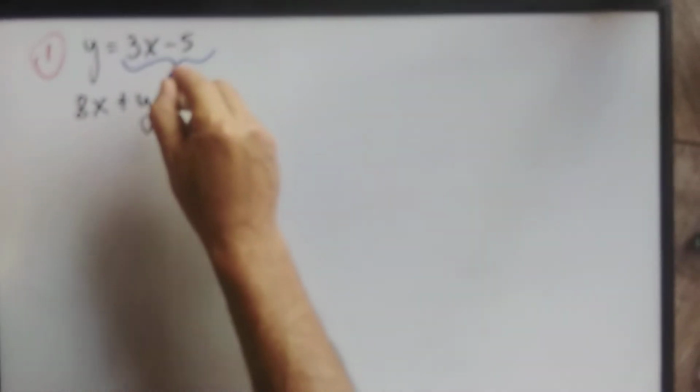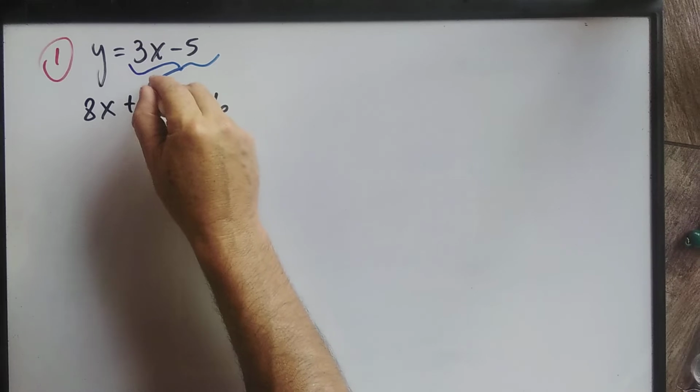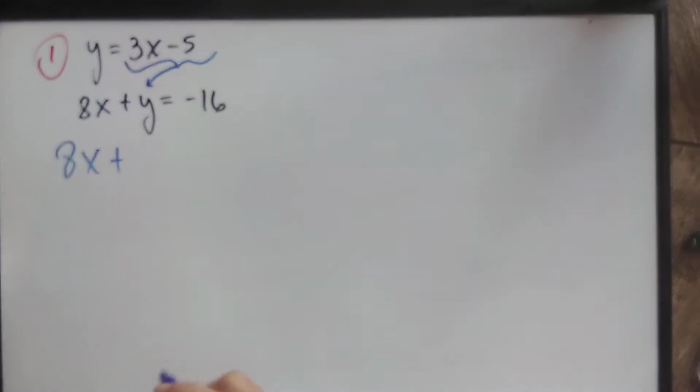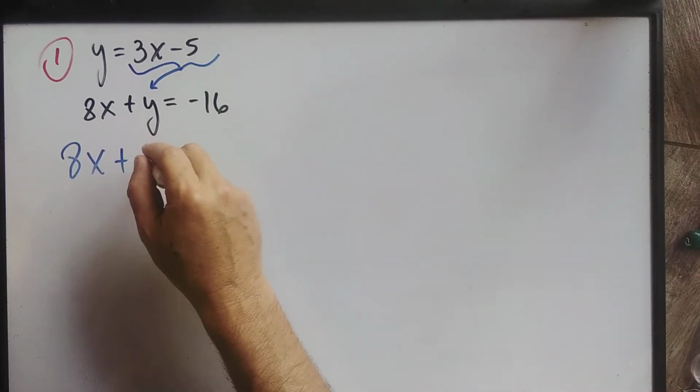Okay, so I'm gonna plug in the value of y right here where y is. So I got 8x plus, I need parentheses because I have a plus here. If you had a number next to the y or even a negative sign, then you use parentheses. In this case, there's no need to use parentheses. I'm just gonna go ahead and write down the value of y, 3x minus 5 equals negative 16.